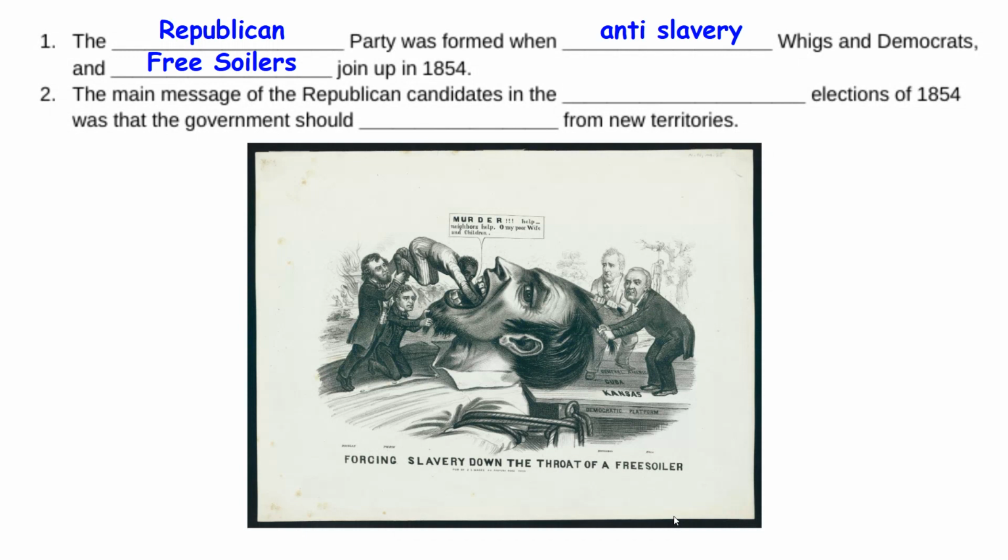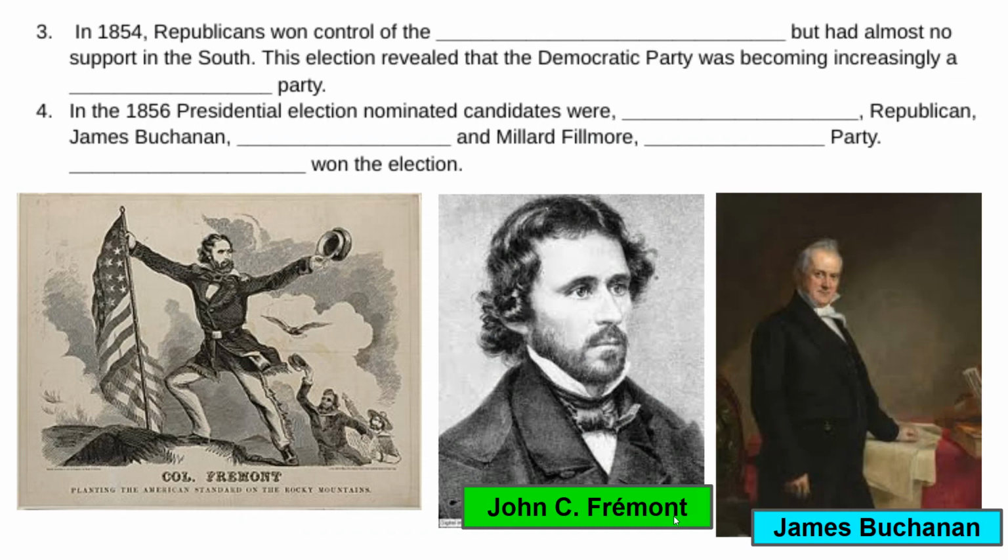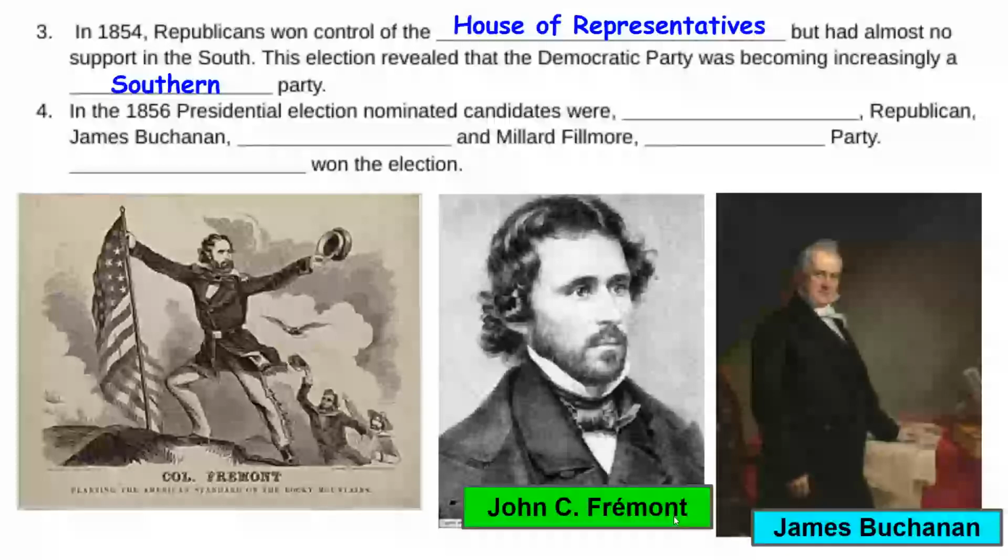So the main message of the Republican candidates in the congressional elections of 1854 was that the government should ban slavery from the new territories. In 1854, Republicans won control of the House of Representatives, but they had almost no support in the South. Pretty much the Republicans dominated in the North, and the Democratic Party still had control in the South. So the elections revealed that the Democratic Party was becoming increasingly the Southern Party.